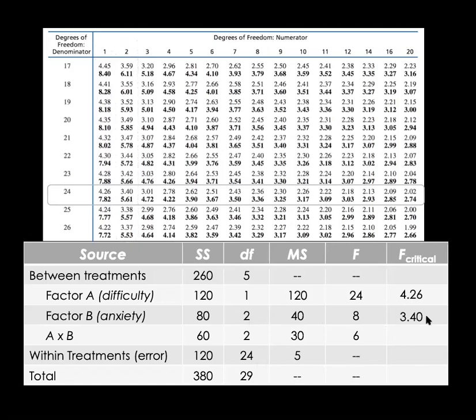And then lastly, F critical for A times B is going to be exactly the same, right? Because it's 24 and 2 degrees of freedom. Same value for F critical, 3.4. Okay, now our results.